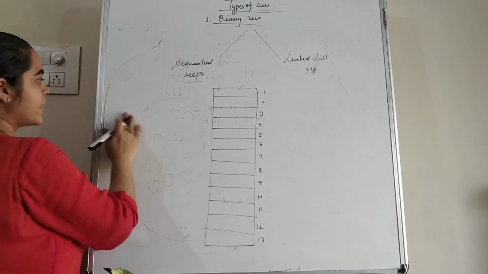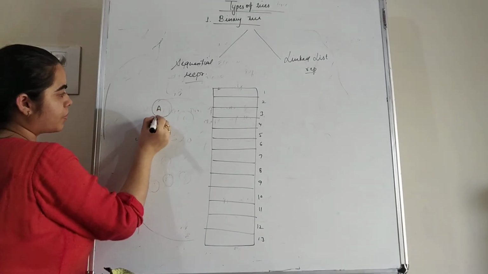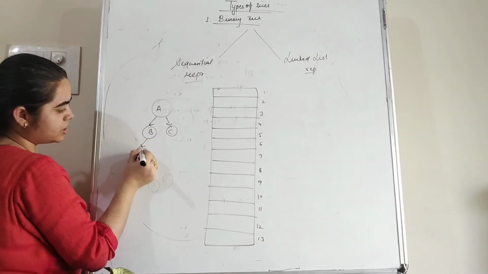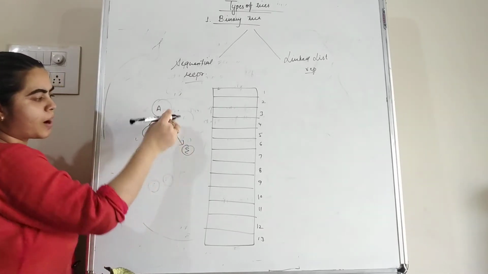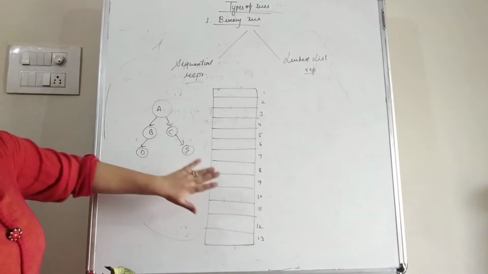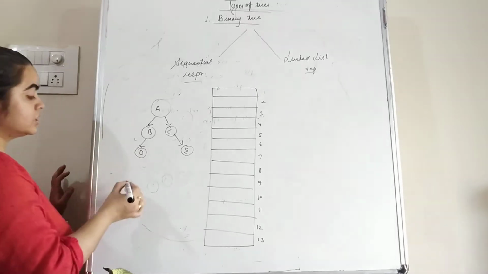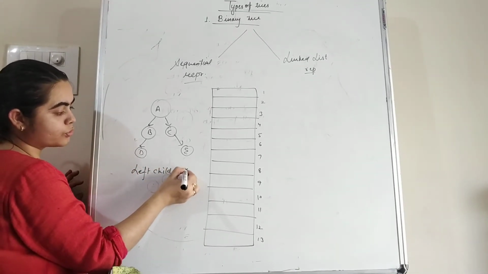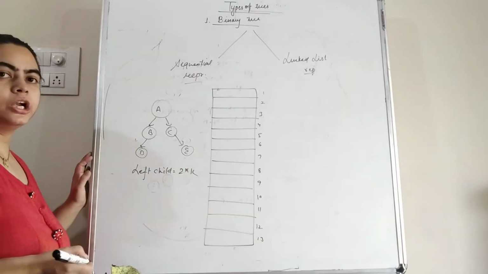Now you can see the example. Suppose this is the binary tree A, B, C, D and E. This binary tree you have to store using the sequential representation in this array. Now students, in order to calculate the location of the left child, you have to use the formula that is 2 into k.